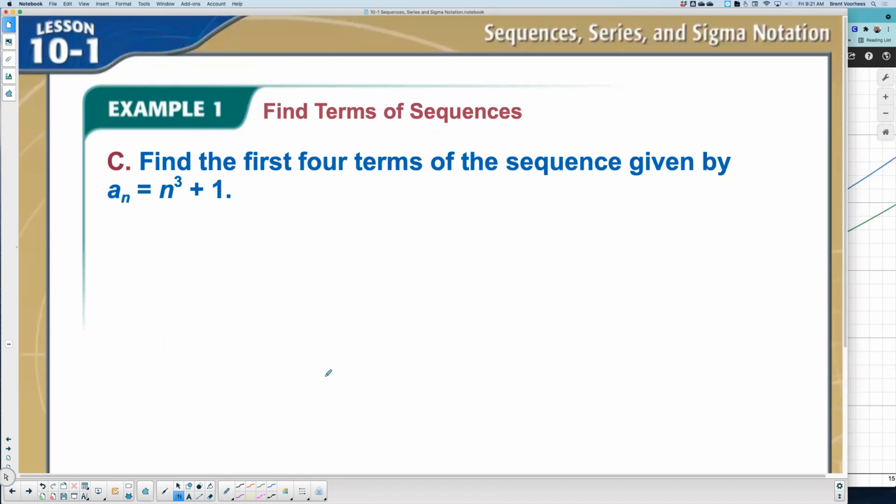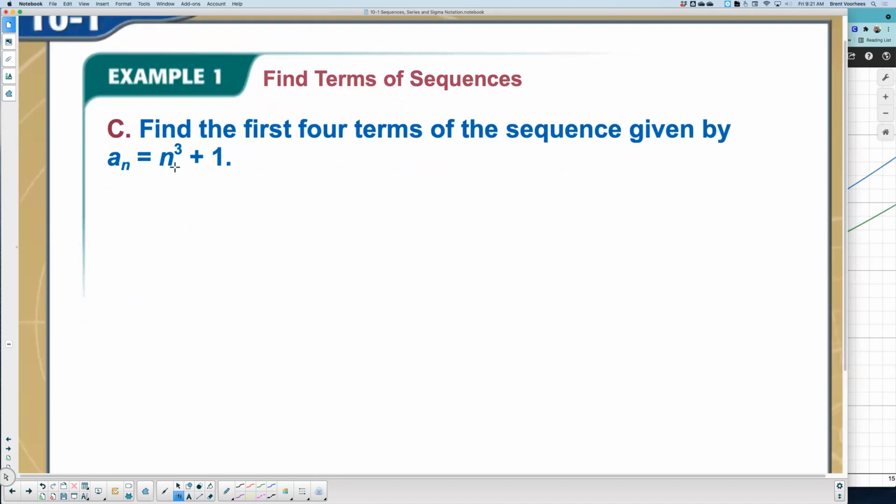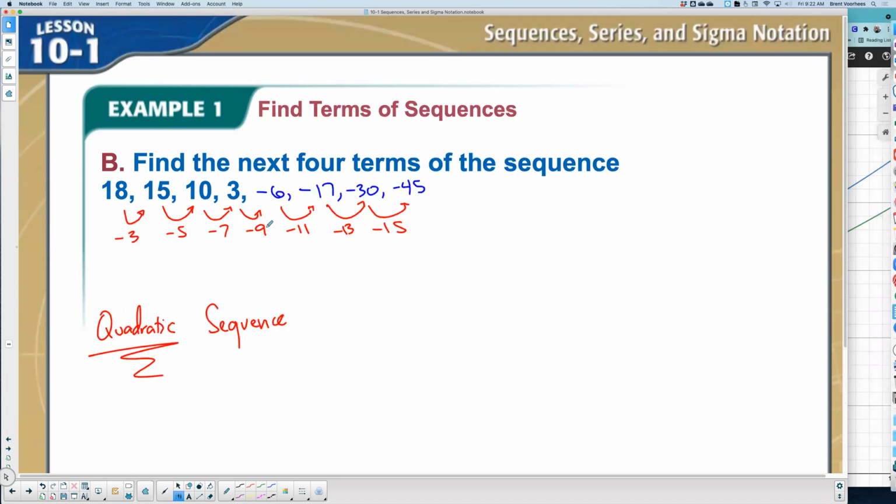That brings us to the next one. Here, by the way, this is a cubic sequence because the power is a cube. Cubic sequence. You can name that. I'm giving you extra information just because I want you to be smarter than the textbook. That's what that's called, a cubic, because it has a power of 3. If you found out the equation that would generate all these, it would be quadratic.